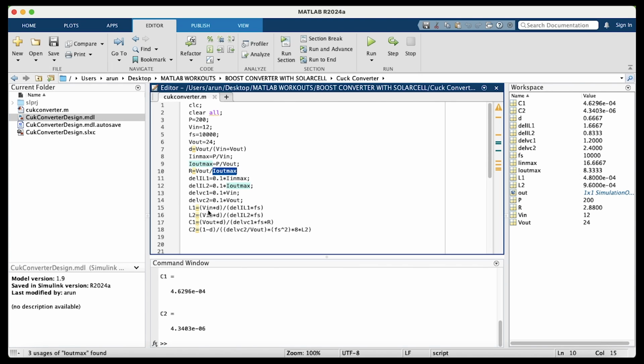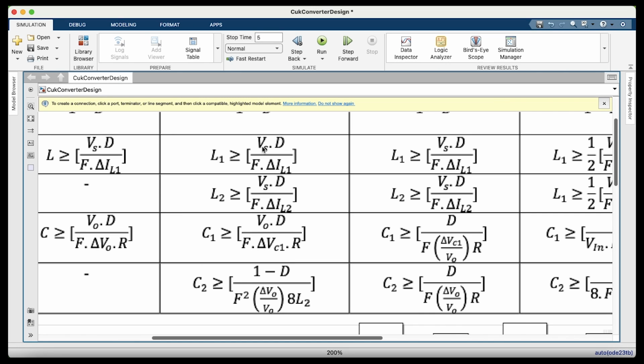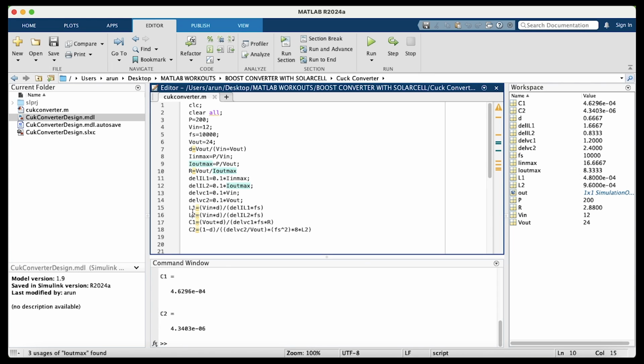Then the L1 value is calculated as V in times D divided by del IL1 times switching frequency. In this formula, V in is the supply voltage, D is the switching duty cycle, divided by the switching frequency and del IL1. Similarly L2 will be calculated. So L1 is equal to V in times D divided by del IL1 times switching frequency. Similarly L2, then capacitances C1 and C2.